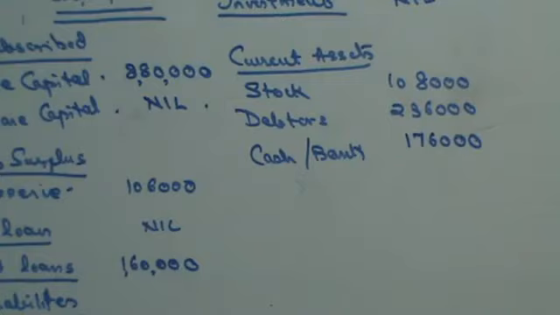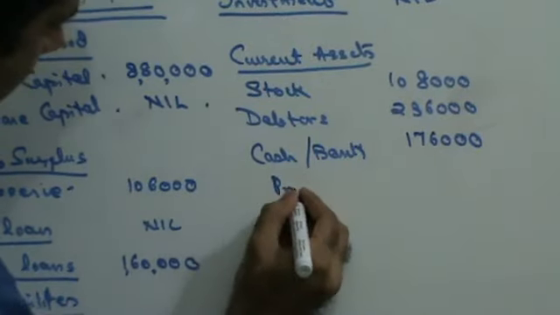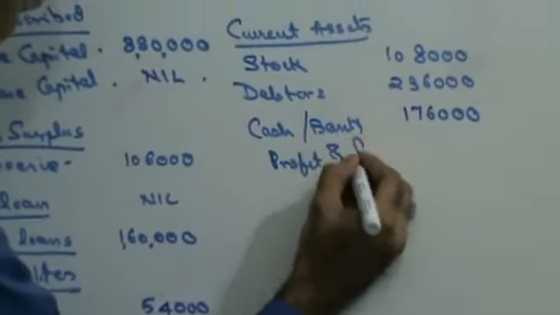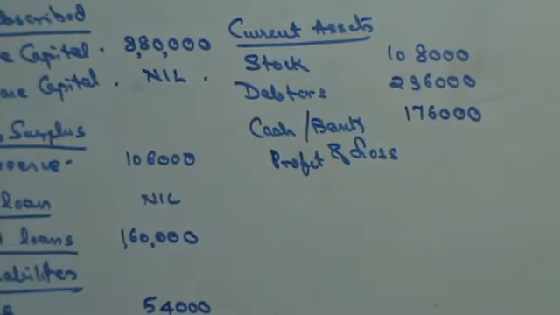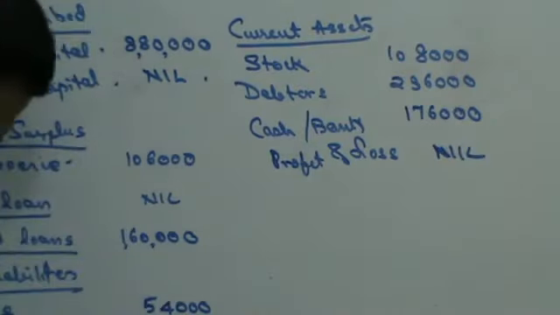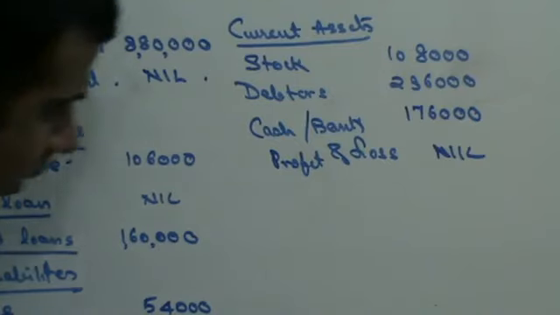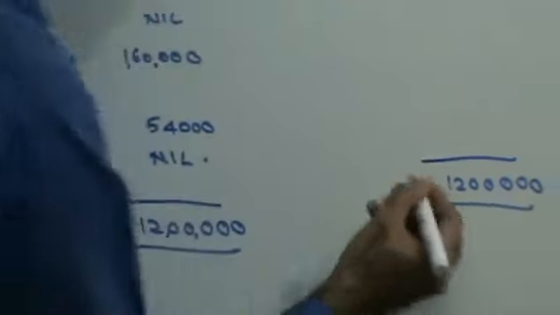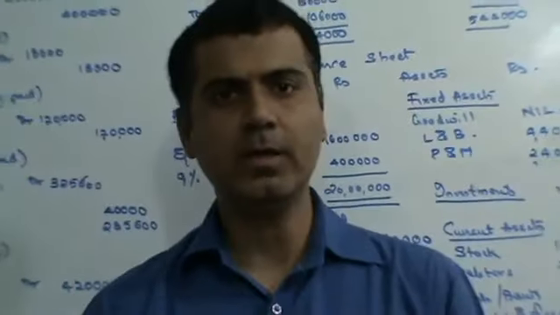Right. Next, profit and loss. Profit and loss is 2,85,600 and you have it on the credit side, so this is going to be nil. Someone please check. How much? 12 lakhs. Balance sheet tallies at 12 lakhs. This finishes the sum. We'll stop here for the day. Thank you very much.